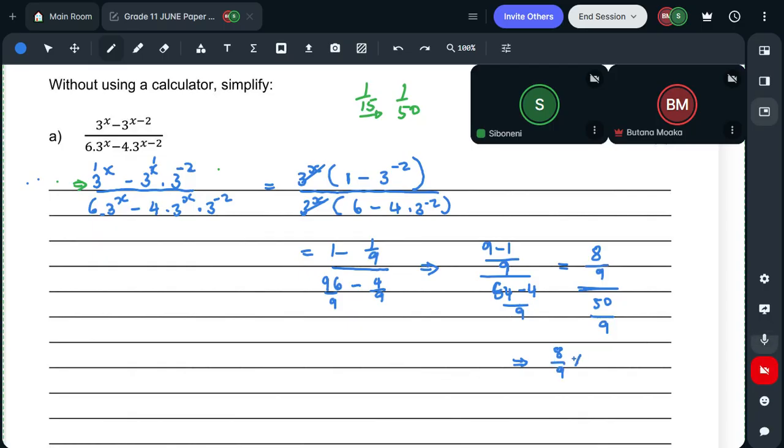I'm going to multiply this by the reciprocal. The 9 cancels. This is 8 over 50. So 2 goes into 8 how many times? 4 times. And then 2 goes into 50 25 times. That's the answer.